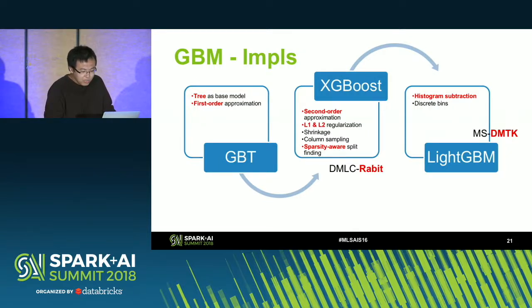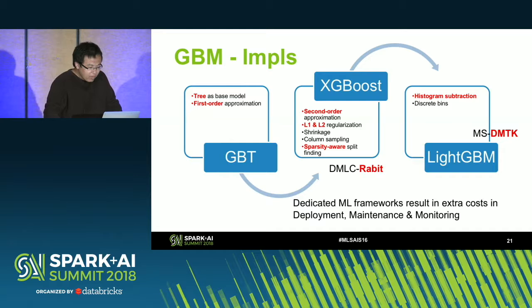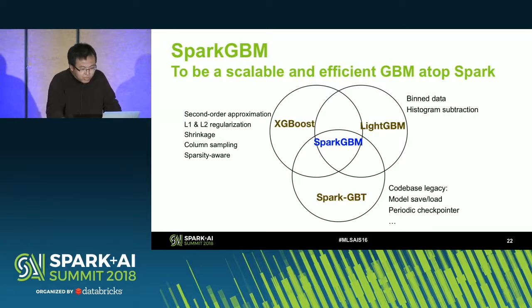All of them have distributed versions. MLlib's GBT is atop Spark, XGBoost atop Rabit, and LightGBM atop DMTK. However, dedicated ML frameworks like Rabit and DMTK result in extra costs in deployment, maintenance, and resource monitoring. So we implemented a new GBM atop Spark, Spark GBM.